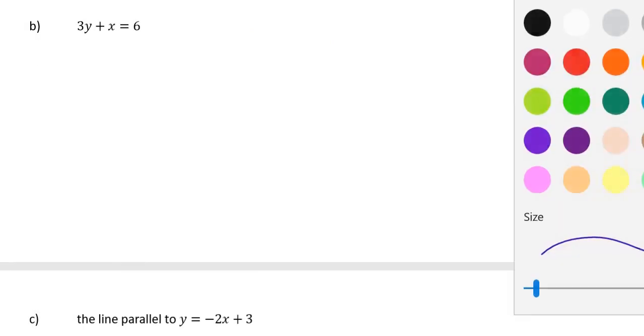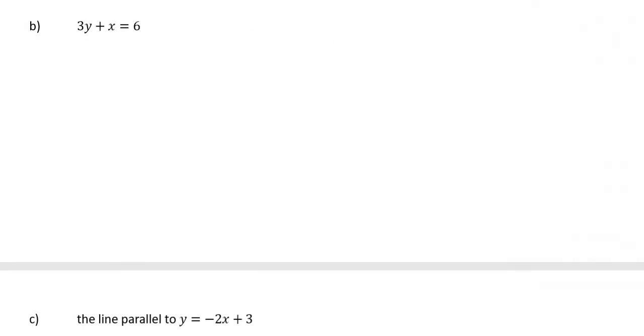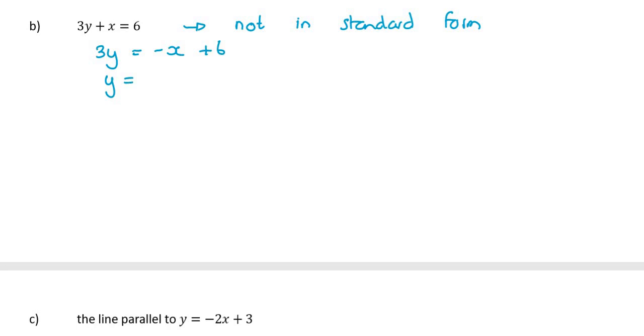Same question. Can I work out my angle of inclination? Well, I think I can, except this is not in standard form. So I cannot see the gradient until it is in standard form. We've spoken about this in previous videos. So first of all, I'm going to move the x over. Don't forget, standard form means y equals mx plus c. So I'm going to divide by 3. So this is actually negative 1 over 3 x. I could have written negative x over 3, but I like to be able to see my gradient, and so I've written negative 1 over 3.